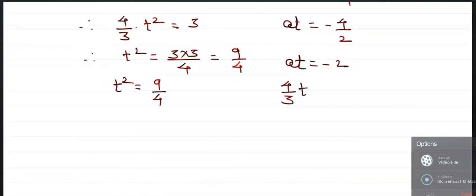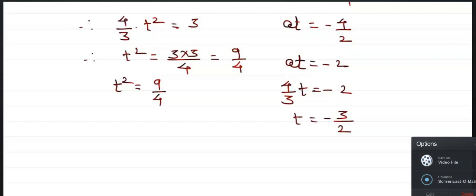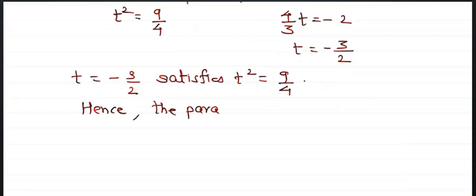Again, we will simplify this. t is equal to −3 by 2. And now if we take the square value of t as −3 by 2, we get the equation t square is equal to 9 upon 4. Hence, the parameter of P is −3 by 2.